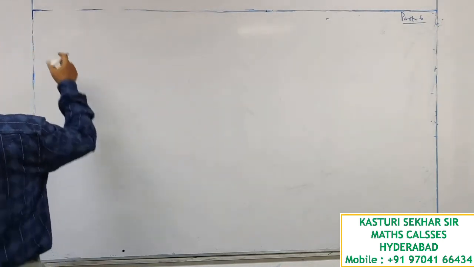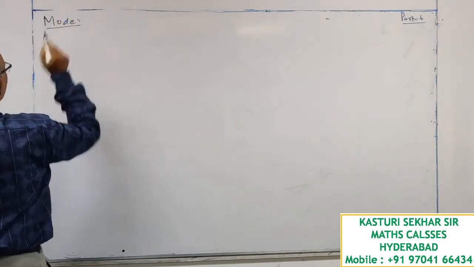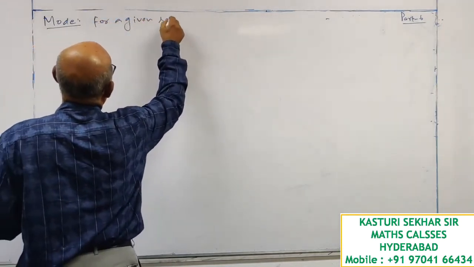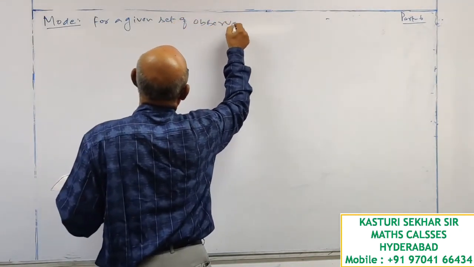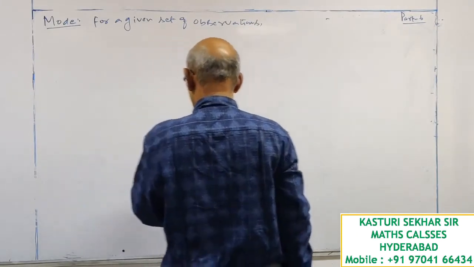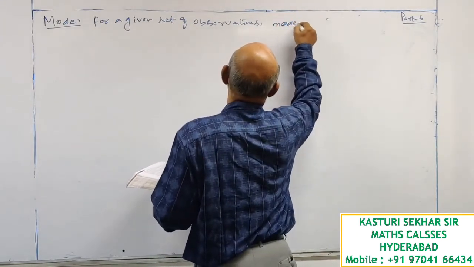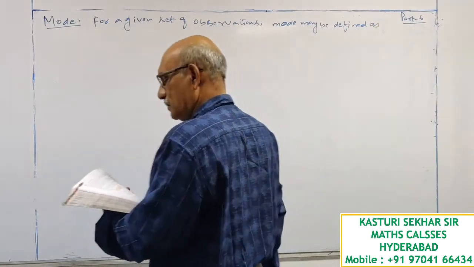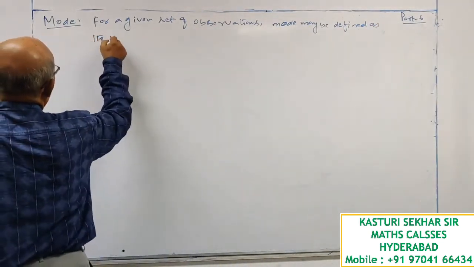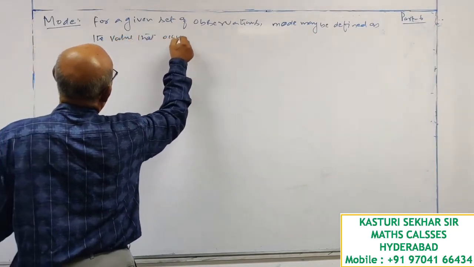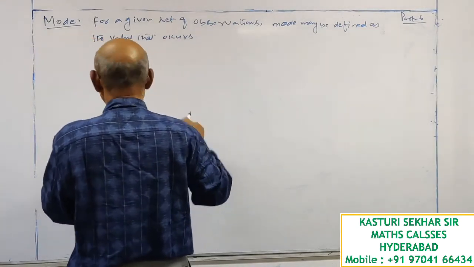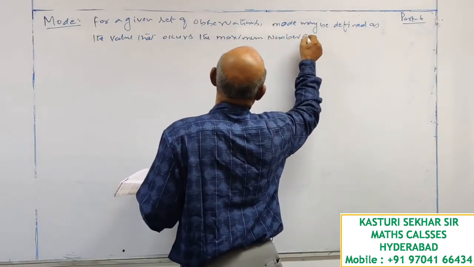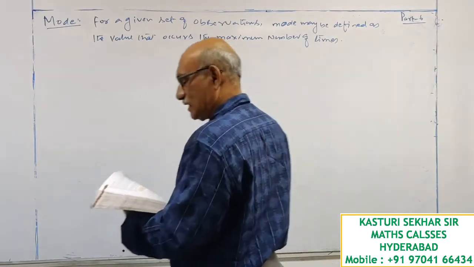Next positional average is mode. For a given set of observations, mode is defined as the value that occurs the maximum number of times.